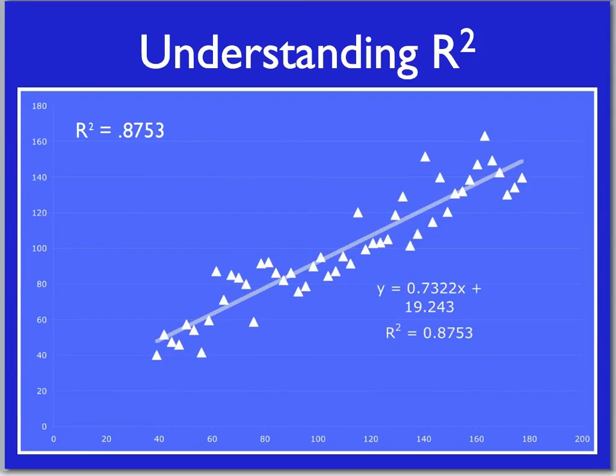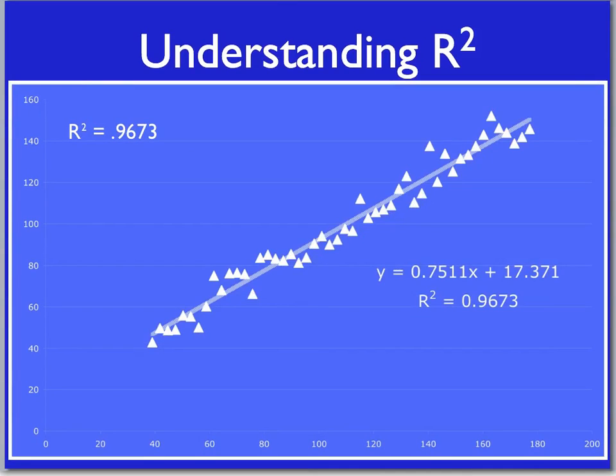Here, on the other hand, is another regression in which the line comes a lot closer to the data points. In this case, it's 0.73x plus 19.2, and here the R squared is 0.873. So you see R squared is high when the points are close to the line, and it's low when they're far away. Here's a really high R squared, 0.97, and you can see that the points are almost on top of the line.